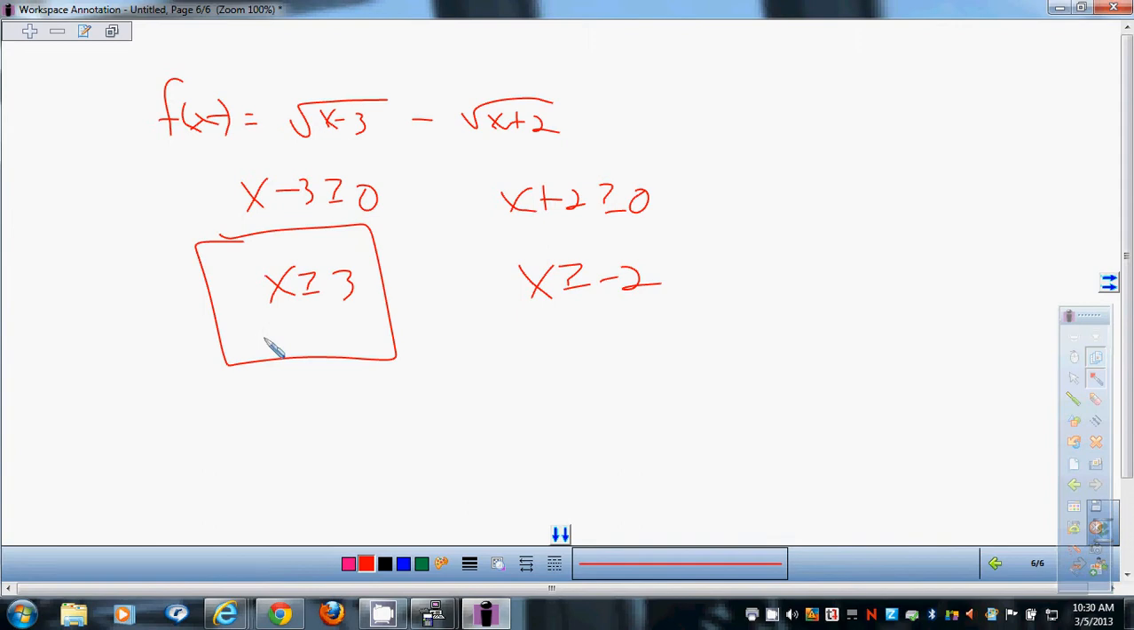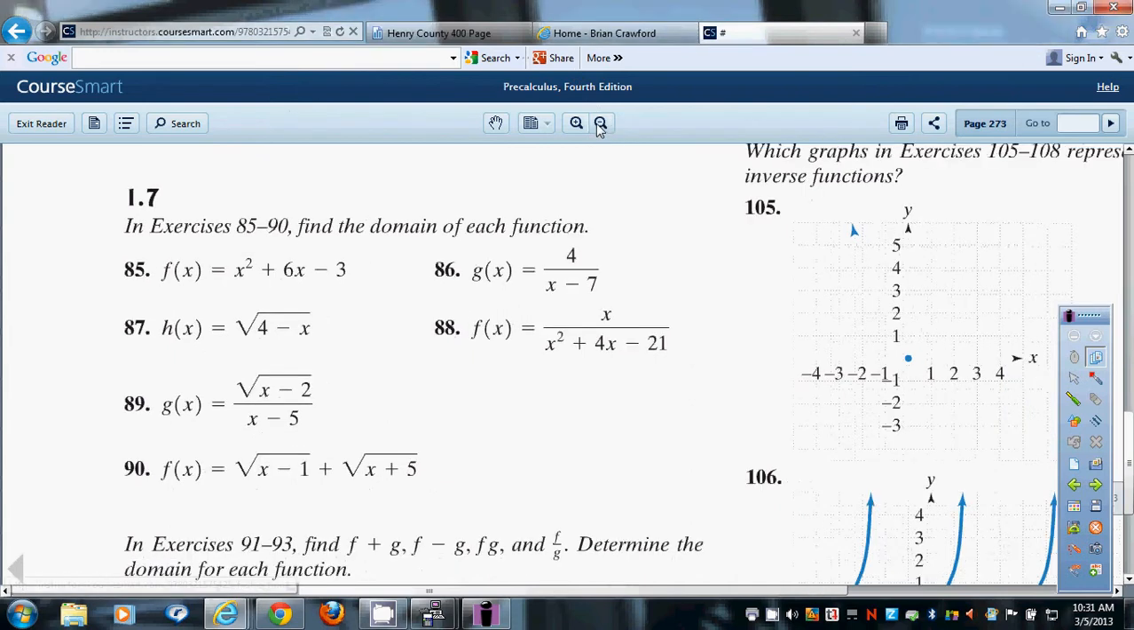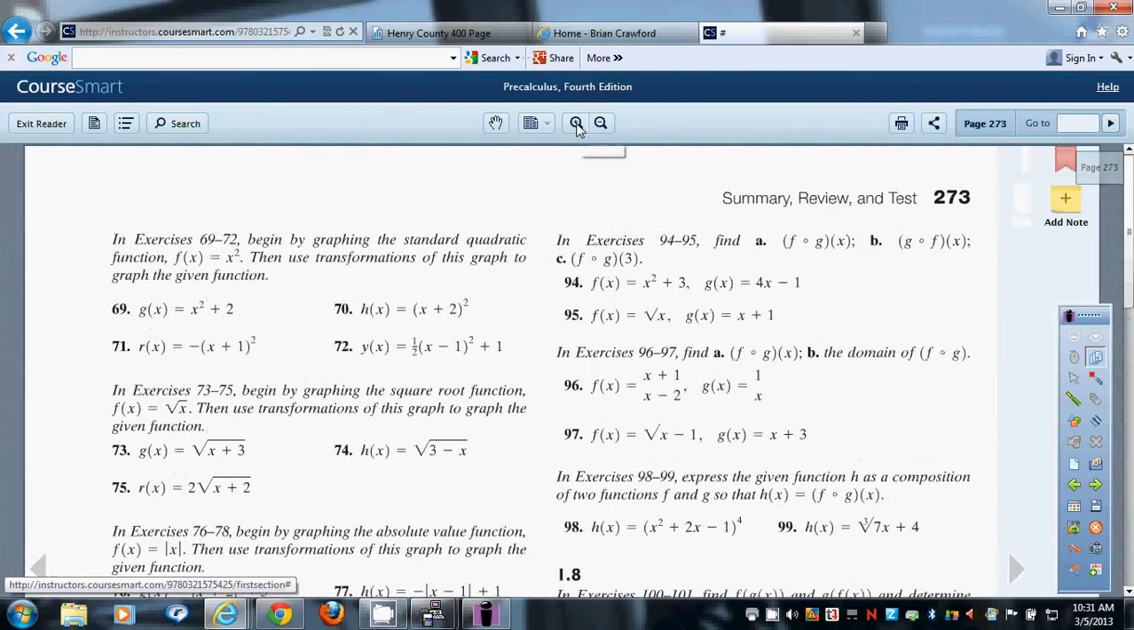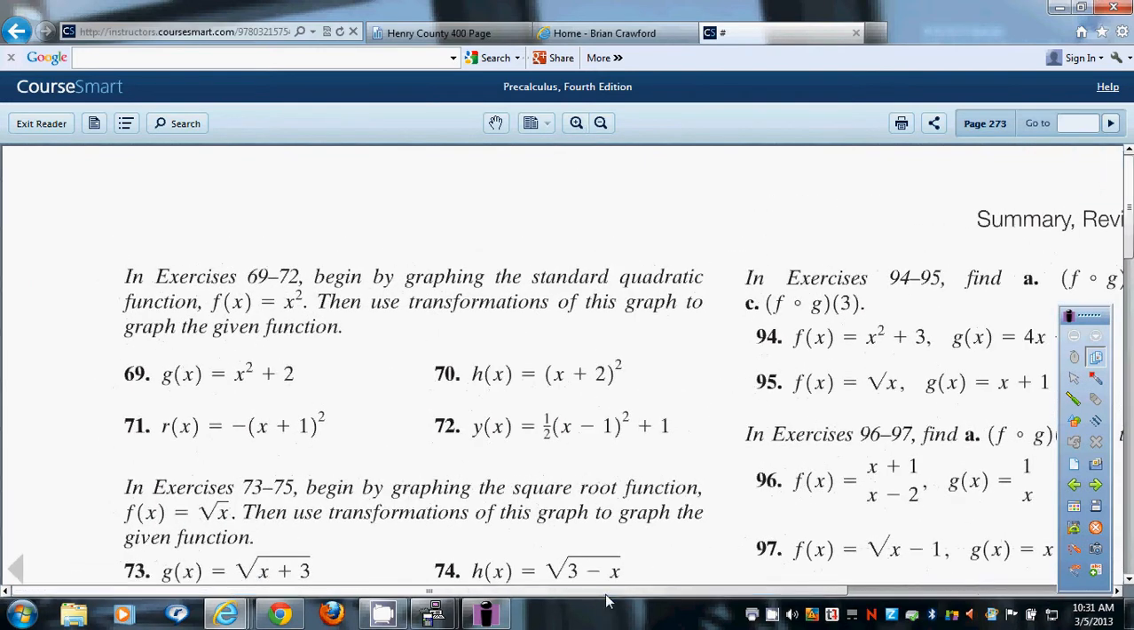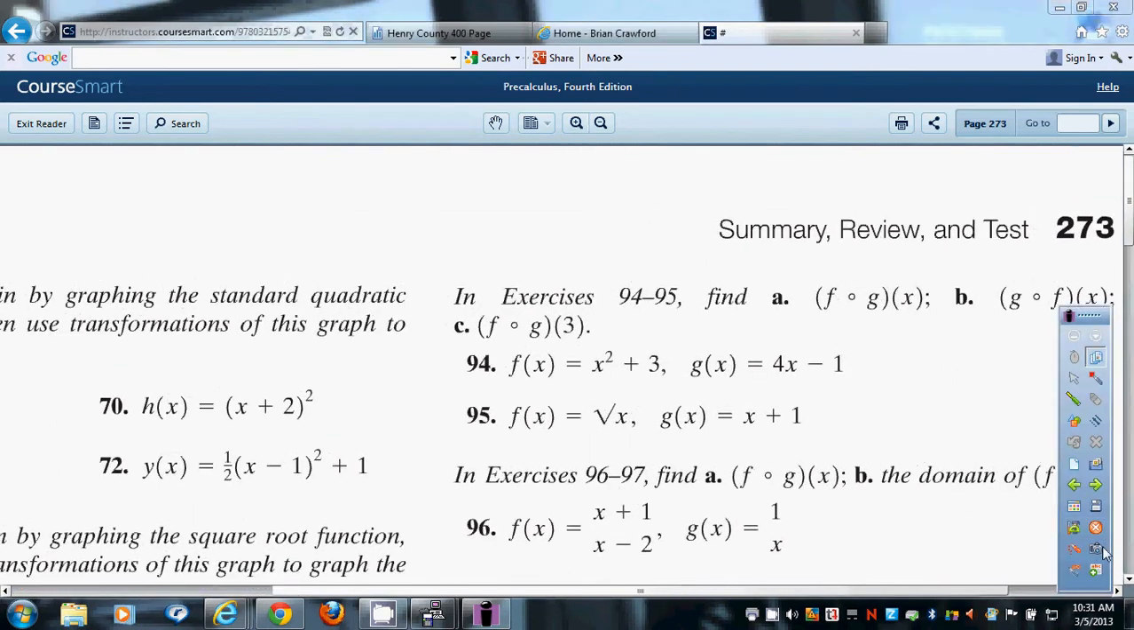All right, next example. Only 2 more in this chapter. Let's see. Number 90, well, it didn't show up very well on mine, but number 95 is what we're going to do. Well, whatever. This isn't going to be very pretty. We're going to do number 95 together. We have to find f of g, g of f, and then f of g of 3.